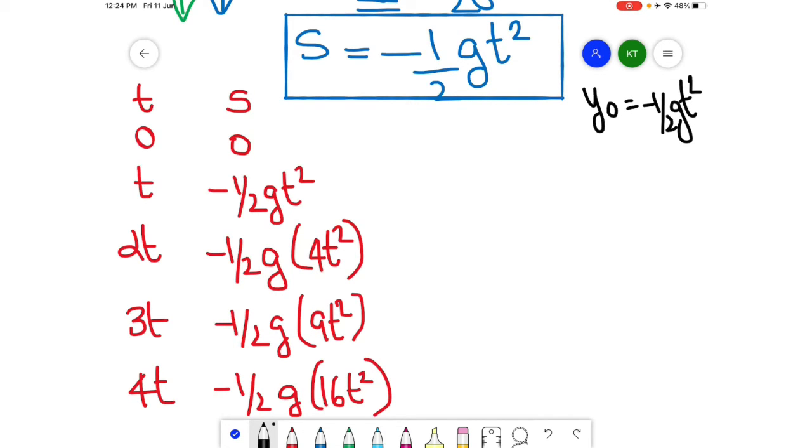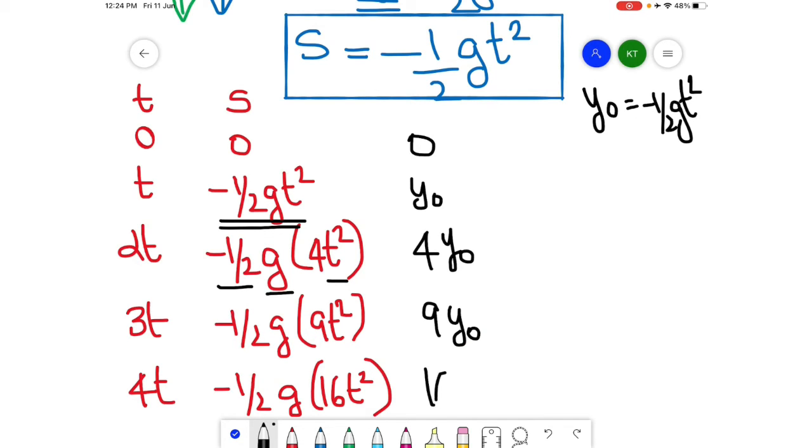So what do we get? Here it will be 0. Here it will be y naught. Here it will be minus half g t square, the only difference being 4. So we get 4 y naught. Here it will be 9 y naught. Here it will be 16 y naught.